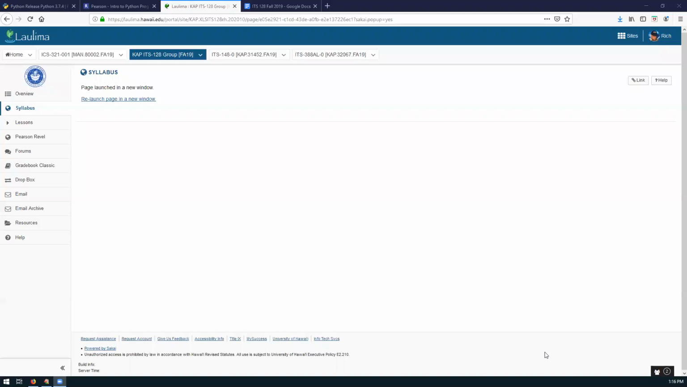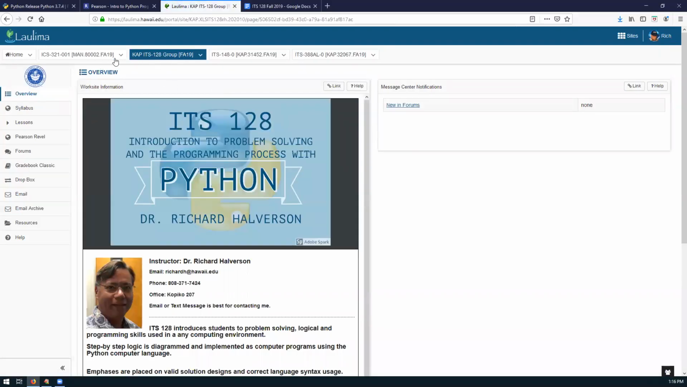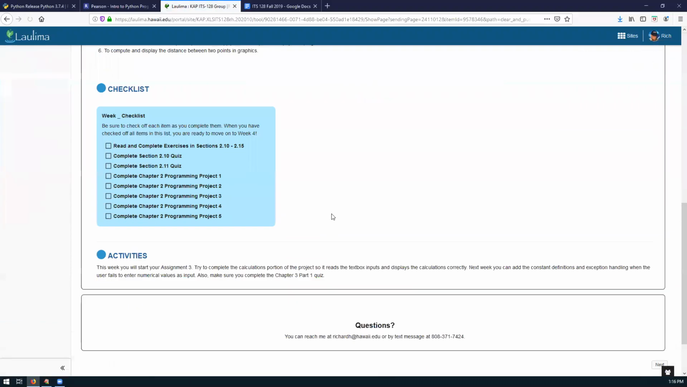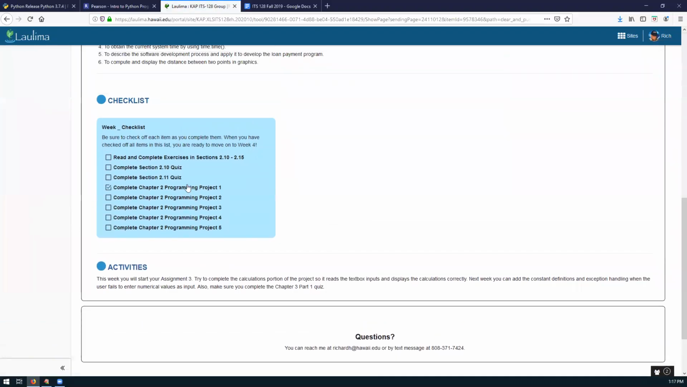All right, so I don't know if you can see this. Let me put this here. So this is the Laulima page, and we are in week 3. I don't remember if I have updated this or not. Anyway, I'm going to go over these 5 programming projects.